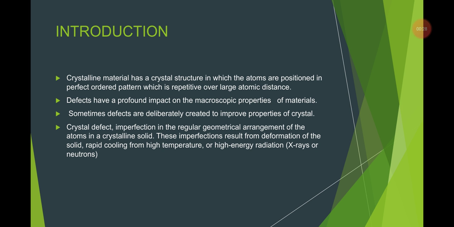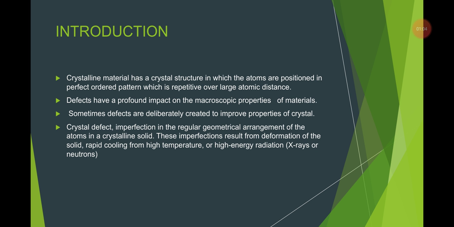So, a crystalline metal has a crystal structure in which the atoms are positioned in a perfect ordered pattern which is repetitive over large atomic distance. Defects have a profound impact on the macroscopic properties of materials. Sometimes defects are deliberately created to improve properties of crystals. A crystal defect is an imperfection in the regular geometrical arrangement of the atoms in a crystalline solid. These imperfections result from deformation of the solid, rapid cooling from high temperature, or high energy radiation.